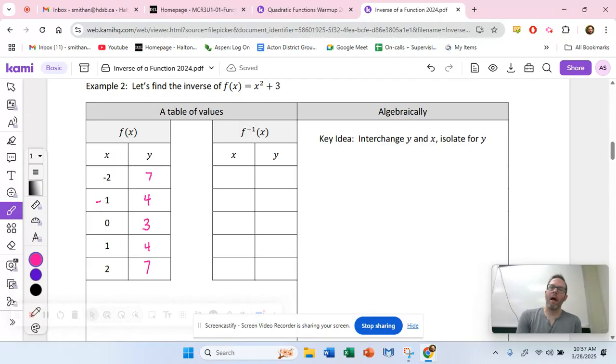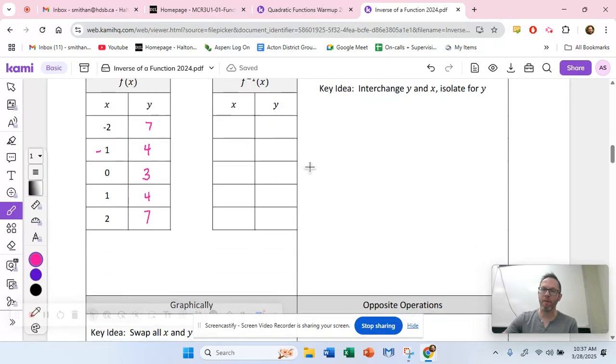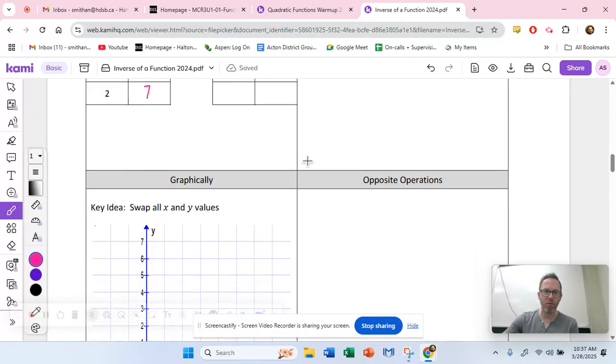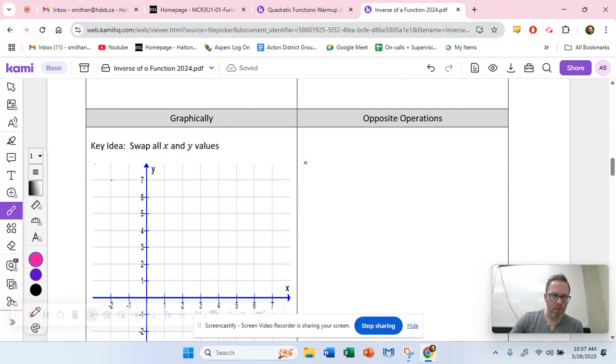Let's graph that parabola, and then I'll let you discover when you swap the x and y's what the graph of the inverse of a quadratic function looks like. So we have -2, 7, and -1, 4, 0, 3. Yes, that all looks pretty good. This will work out really nice. And that was the original function f of x.